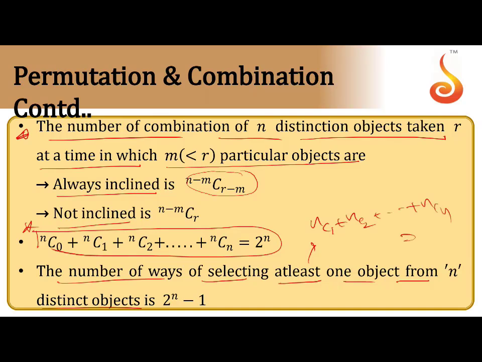All objects, at least one. That means the value starts from nC1. But you know nC0 plus nC1 plus nC2 and so on up to nCn is 2 power n. I shift this nC0 to the right side to get 2 power n minus nC0. NC0 is 1, so that is 2 power n minus 1. That means the number of ways of selecting at least one object from n objects is directly 2 power n minus 1, instead of solving nC1, nC2 and up to nCn. You take the direct answer.